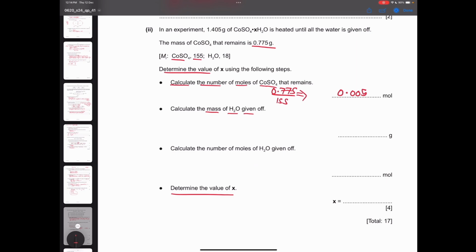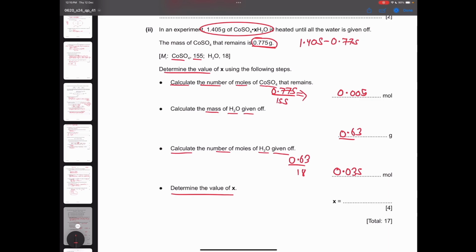Calculate the mass of H2O given off. Now just think about it. The mass of total hydrated compound was this much. Then what you did is you started heating it to remove the water. And after the water was removed, you were left with only this. So what is the mass of water remaining? 1.405 minus 0.775, right? And it will come out to be 0.63 grams. Calculate the number of moles of H2O given off. Now, you know the mass released of H2O, 0.63. So, divide 0.63 by the molecular mass of H2O, which is 18. So, 0.63 over 18 will be 0.035.